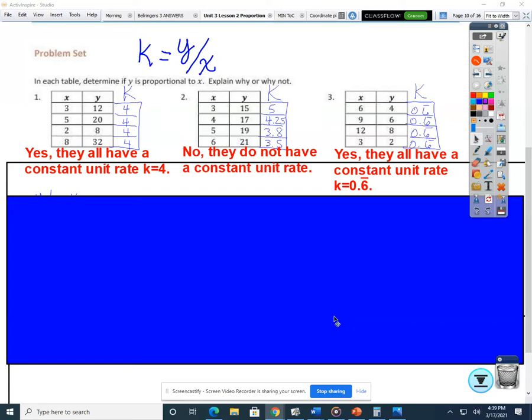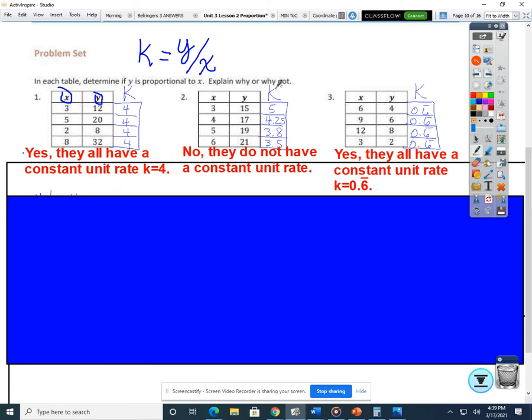For our first problems in our problem set, 1 through 3, for each table we had to determine if y is proportional to x and explain why or why not. For each, I used my formula here of k is equal to y divided by x to determine if there was a constant unit rate. I divided my y by my x for each of our entries in the table, and each one had the answer there of 4. So yes, I determined that this was a proportional table because they all have a constant unit rate of k equals 4.